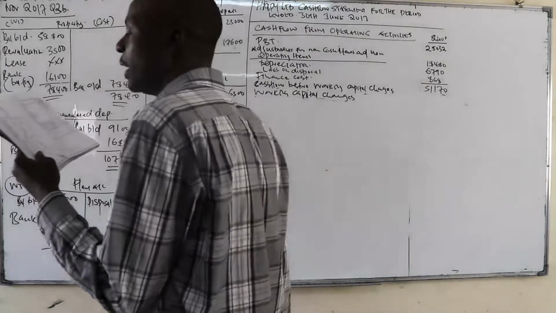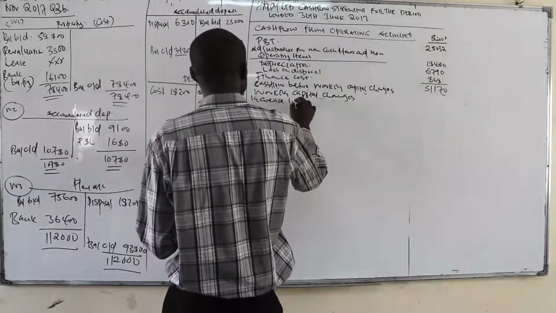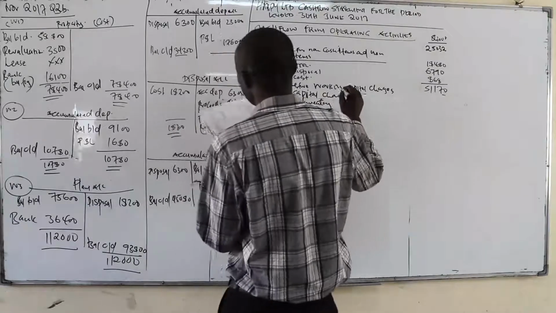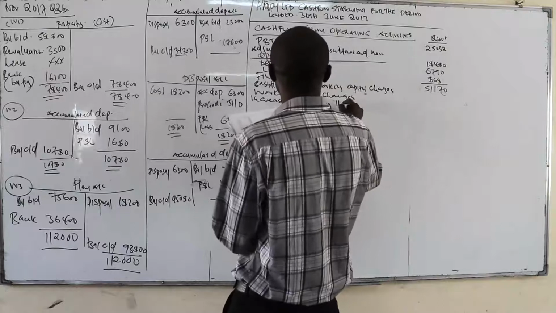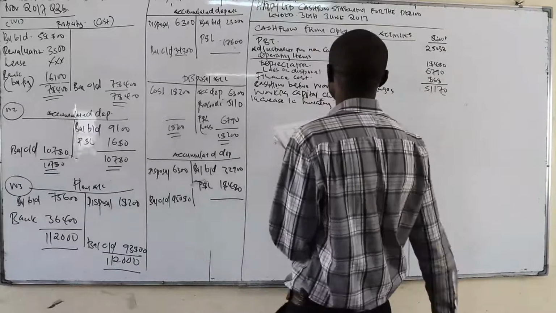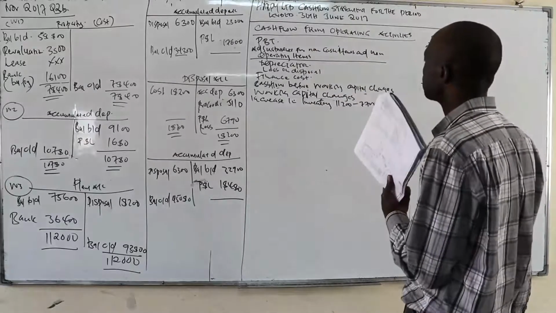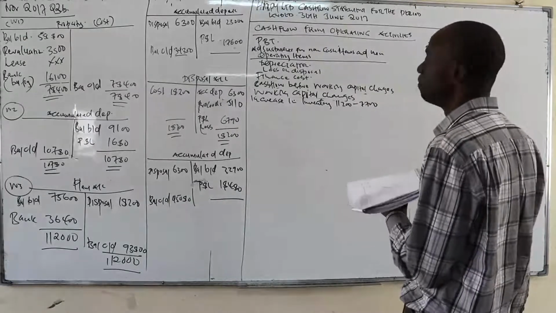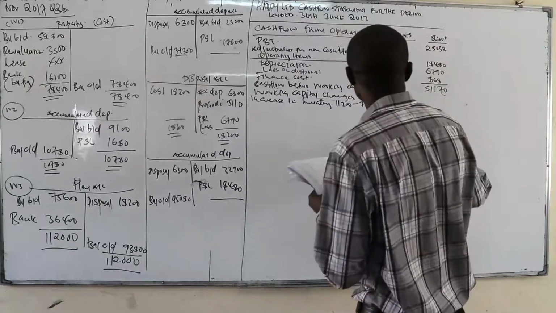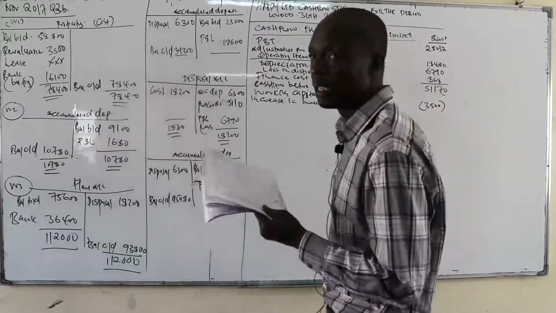So now, increase in inventory. So you write here increase in inventory. The 2016 figure was 11,200 minus 7,700. What is the difference? 3,500. That is outflow. It means they used more money to buy inventory.